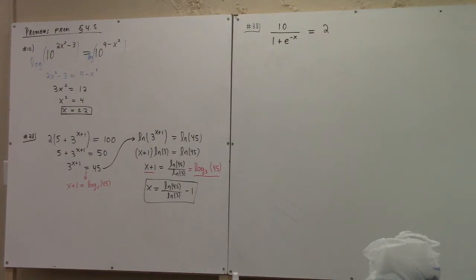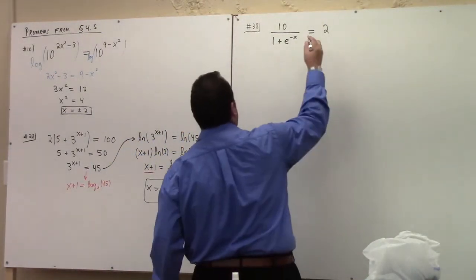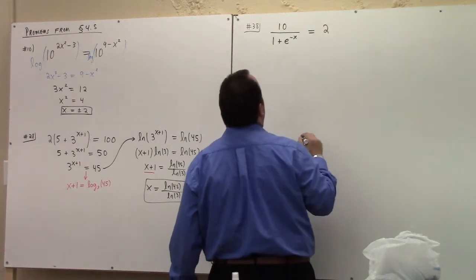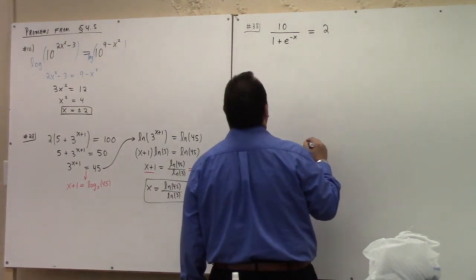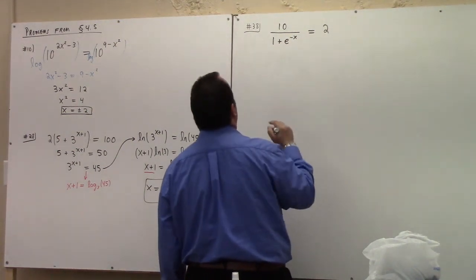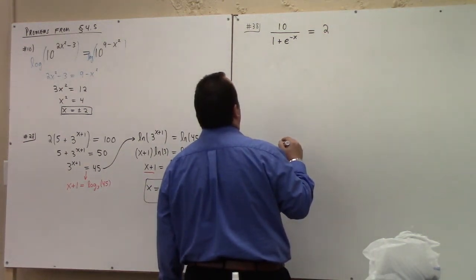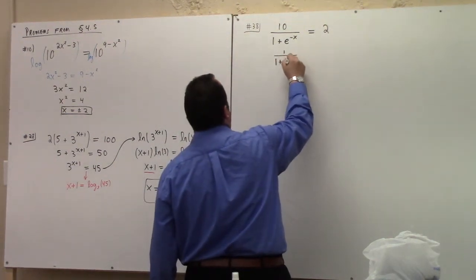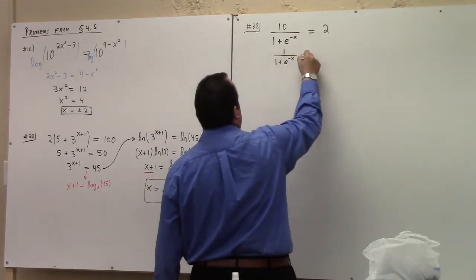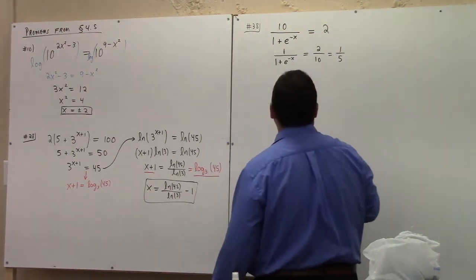All right, so what do we got? Any answers? Yeah. Multiply 10 on both sides? I don't know what you mean. Do you mean 1/10? Oh, so divide by 10? Yeah. So then we have 1 over 1 plus e to the minus x equals 2 over 10, which is 1 over 5. Okay. And then what?